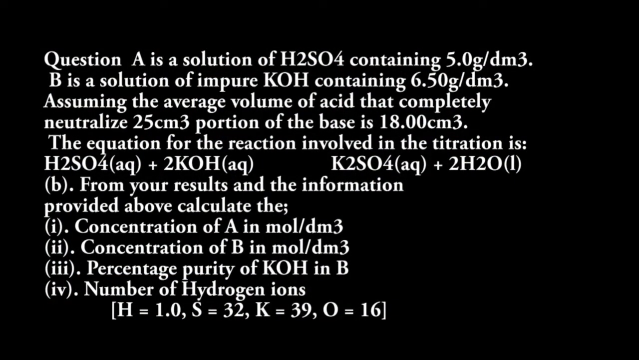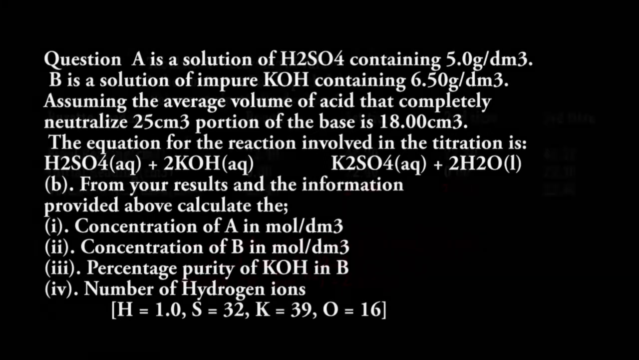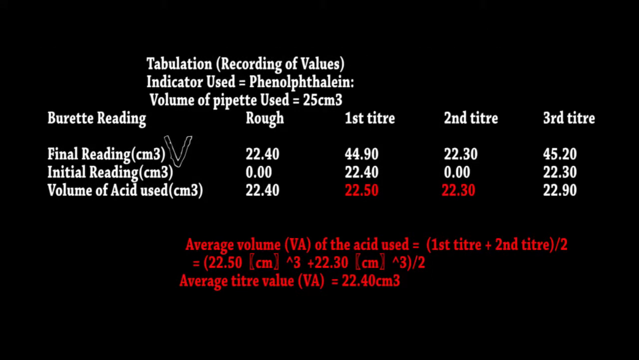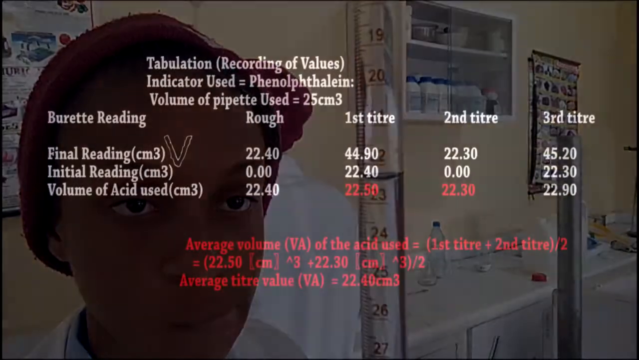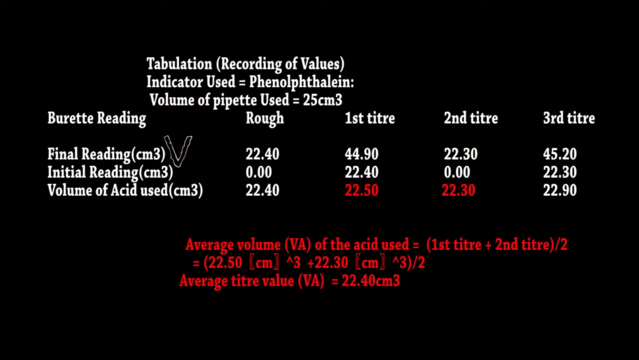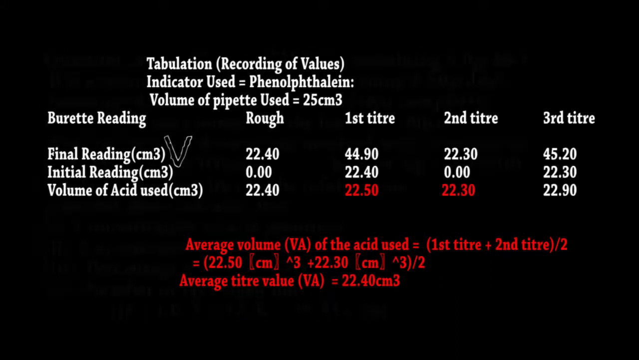Question. A is a solution of tetraoxosulfate(VI) acid containing 5.0 gram per dm³. B is a solution of impure potassium hydroxide containing 6.50 gram per dm³. From the table of values of the titration, the average volume of acid that completely neutralized 25 cm³ portion of the base is 22.40 cm³.